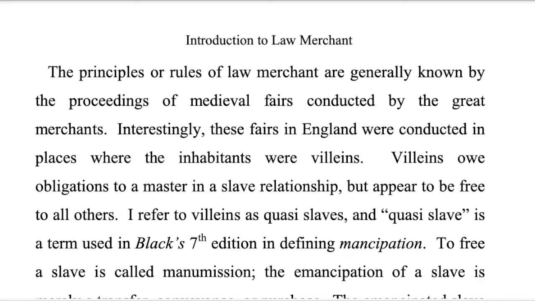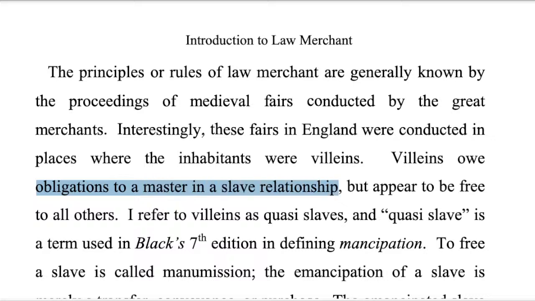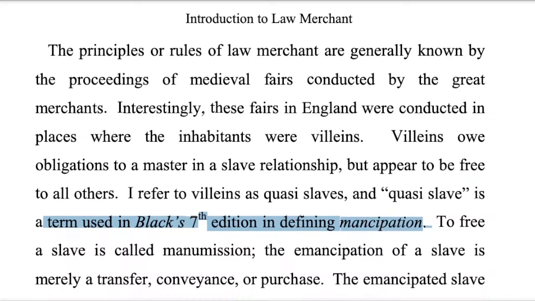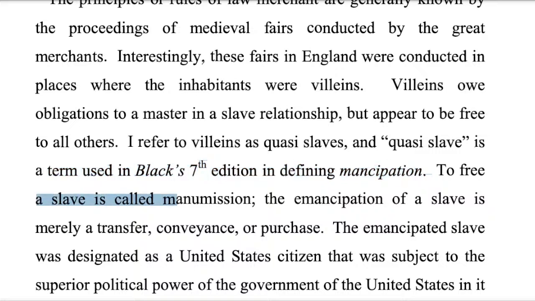The principles or rules of law merchant are generally known by the proceedings of medieval fairs conducted by the great merchants. Interestingly, these fairs in England were conducted in places where the inhabitants were villeins. Villeins owe obligations to a master in a slave relationship, but appear to be free to all others. I refer to the villeins as quasi-slaves, and quasi-slave is a term used in Black's 7th edition in defining emancipation. To free a slave is called manumission. The emancipation of a slave is merely a transfer, conveyance, or purchase.